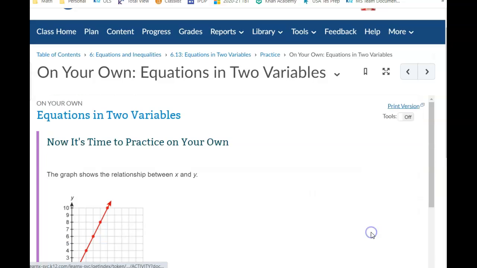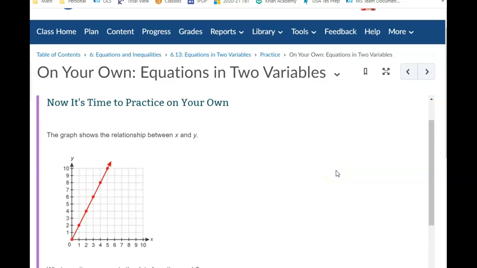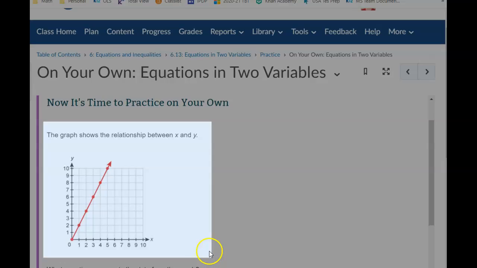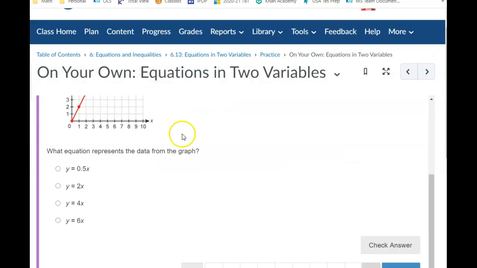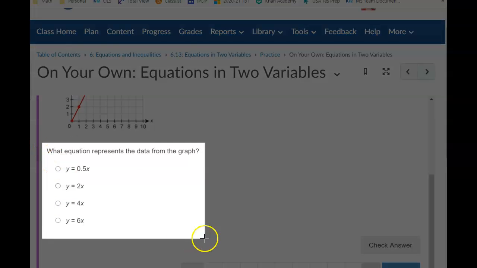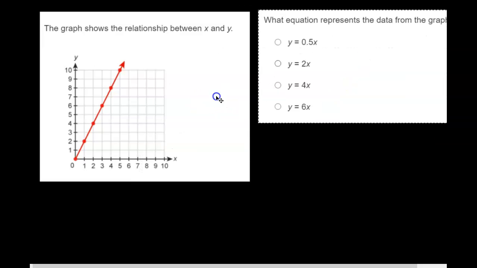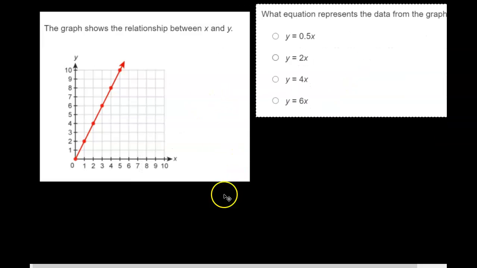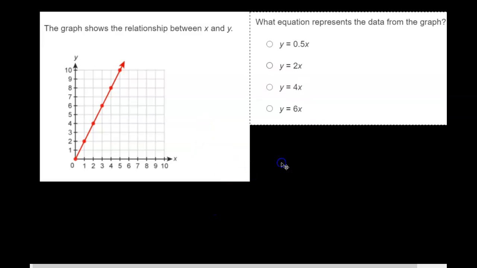Yes. Next, similar problem. This graph shows a relationship between x and y. Which equation represents the data on this graph? I'm not even really going to look at those answer options. I'm just going to look at the data. You see the points there? We have another 0, 0. Let me try making another table.